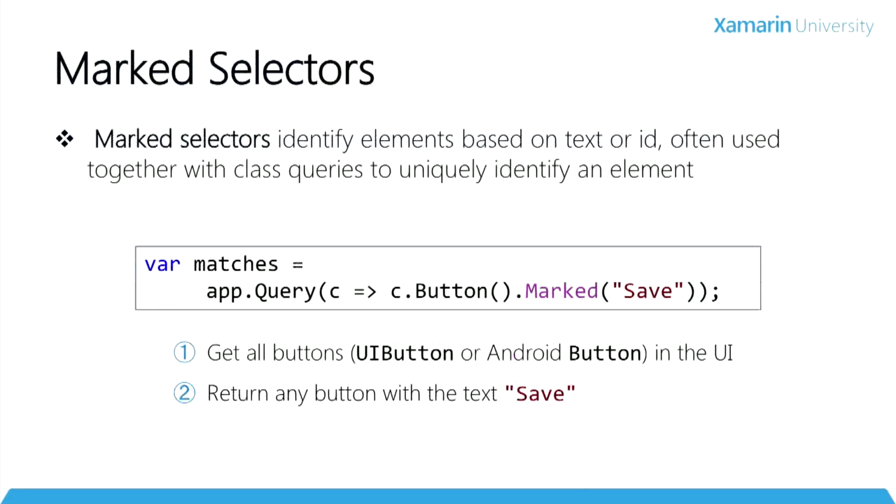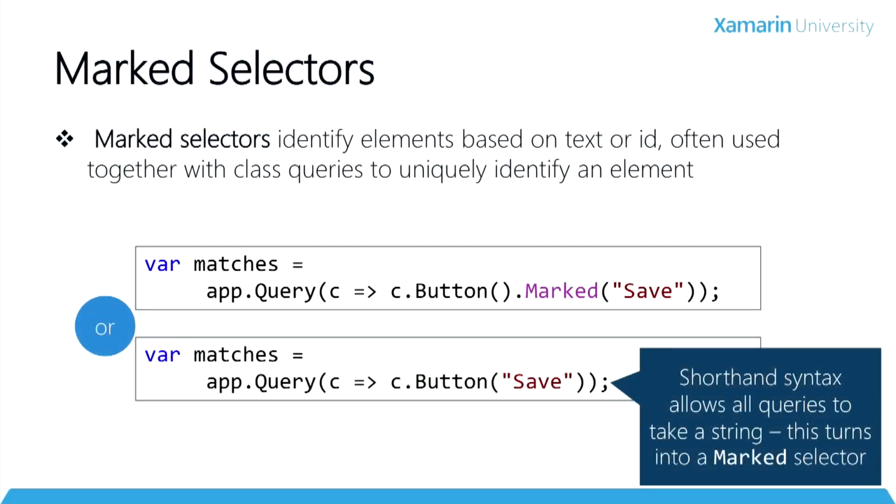In addition to selecting elements by their type, we can also query for elements with some text. The Marked method will look for any elements with the specified text in its ID, accessibility ID, or its text property. Notice again that we can chain these selectors together and only look for buttons that have the specified text.